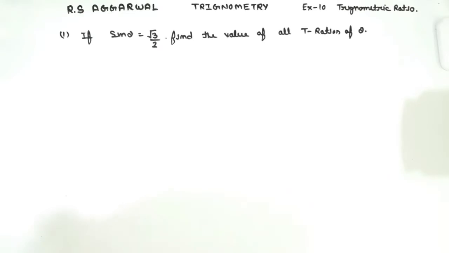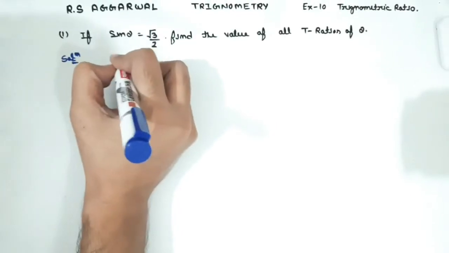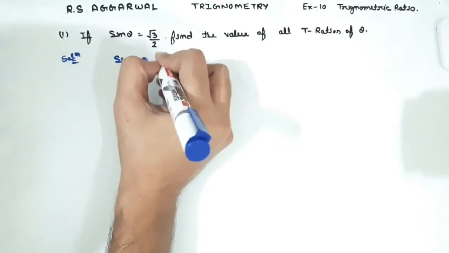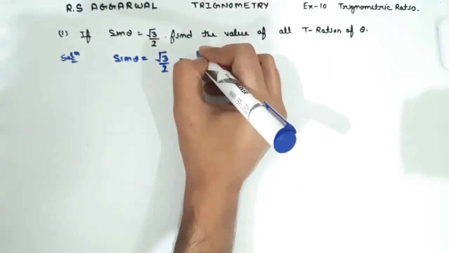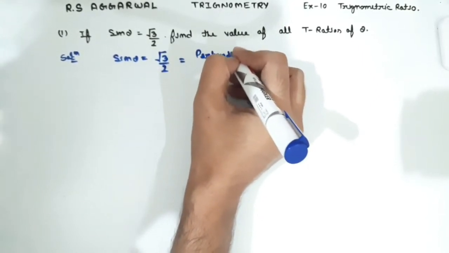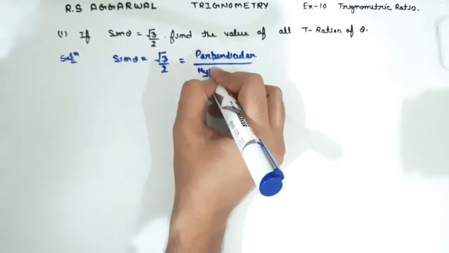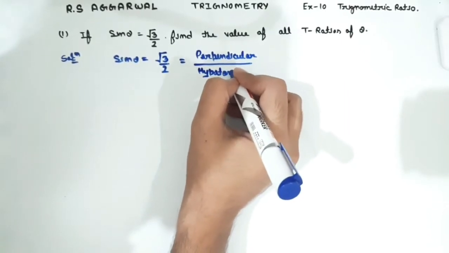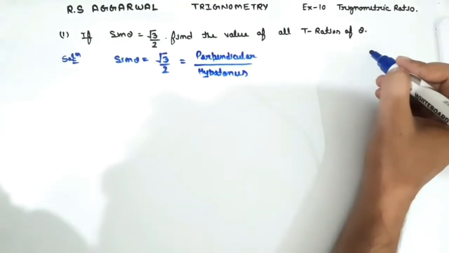Question number 1. If sin theta is root 3 upon 2, find the value of all trigonometric ratio of theta. So in this problem, we have given sin theta is under root 3 upon 2, and we know that sin theta is perpendicular upon hypotenuse. So draw a right angle triangle.